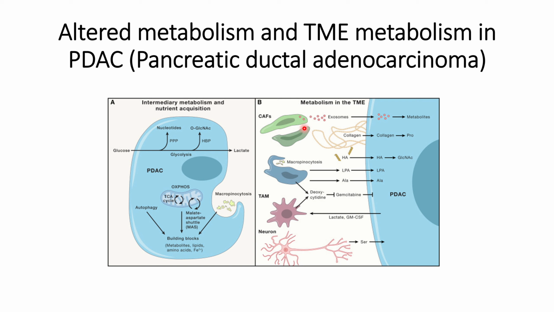such as metabolites or exosomes from the cancer-associated fibroblast, which change the reprogramming within the pancreatic cancer cells and help in maintaining the tumor cells in their reprogrammed state. So I hope you got some basic information about the changes that occur within pancreatic tumor cells and how the tumor microenvironment helps in maintaining that altered metabolism.